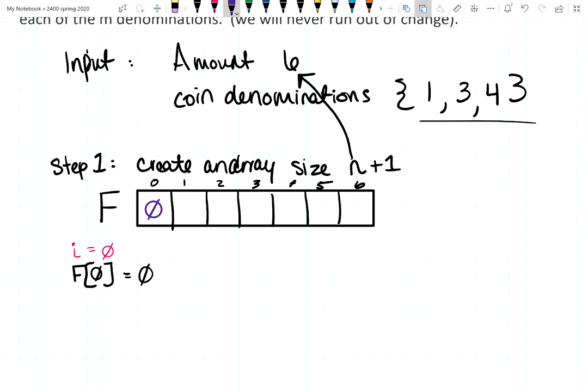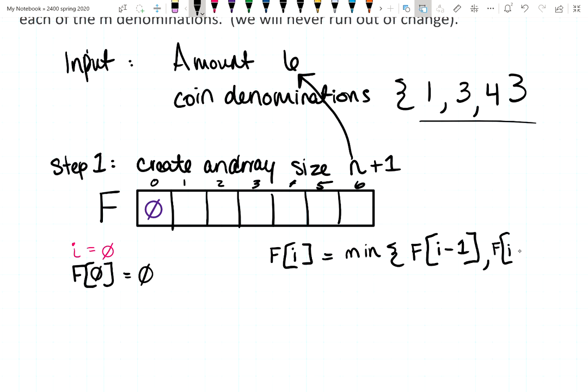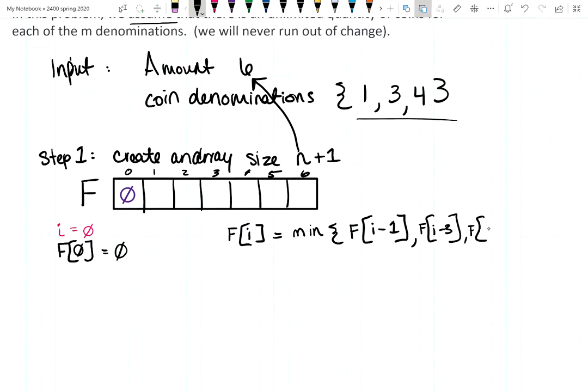All right, now we're ready for the repetitive part. So what we're going to repeat, because we're going to be filling out this table, is f of I equal to the minimum of f of I minus 1, or f of I minus 3, or f of I minus 4. And then we add 1 to whichever the minimum is.